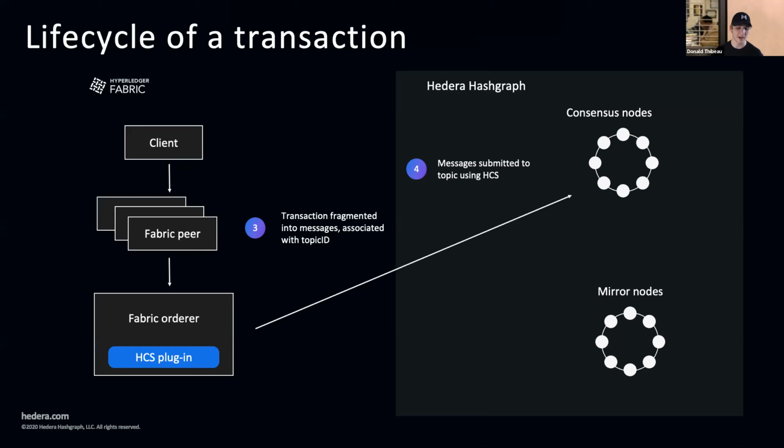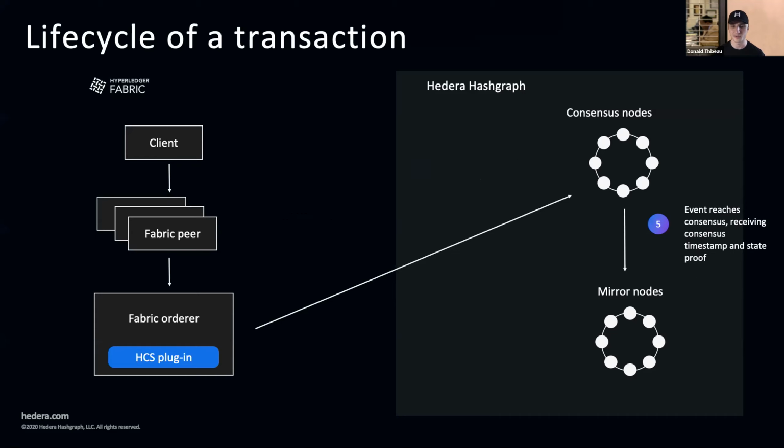Fragmentation can be used if the Fabric transaction is greater than the 6 kilobyte limit on a Hedera Consensus Service message. And the plugin supports both the fragmentation and reassembly of those messages. The Fabric orderer would submit it with the topic ID that's configured for that Fabric network. And the message would then come to consensus by the Hedera mainnet nodes. Once it reaches consensus, that would be streamed out to one of a multitude of mirror nodes. In this webinar, you'll see the Kabuto mirror node watching the transactions in real time and relaying them to the Fabric network.